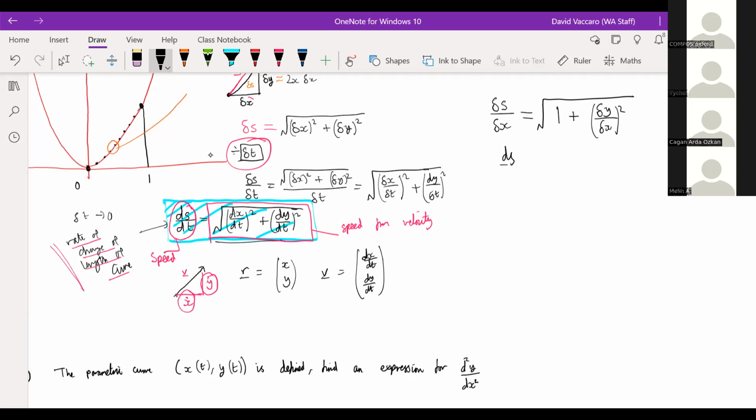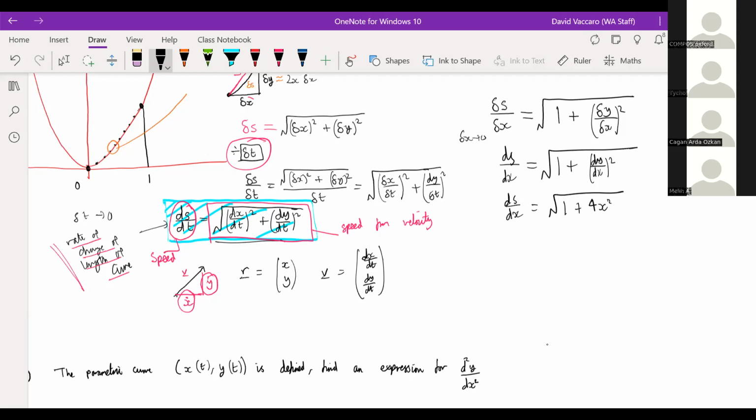If I let delta x go to 0, I get ds by dx is equal to the square root of 1 plus dy by dx all squared. But dy by dx, we know for the curve y equals x squared, is 2x, so we get 1 plus 4x squared. So we now know the derivative of the length of the curve with respect to x.